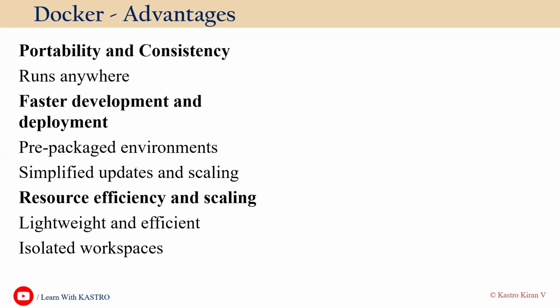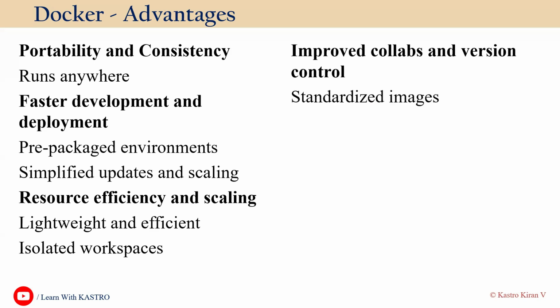The other advantage is it improves collaboration and also the version control system. By using Docker, we can standardize the images. Now, what does it mean to standardize the images? Docker promotes collaboration by providing a standardized way to package and share applications. You can share the Docker images with anybody that are available in the Docker registry or in the Docker Hub. So teams can easily share the Docker images, ensuring that everyone is working with the same environment. That's called standardizing the images.